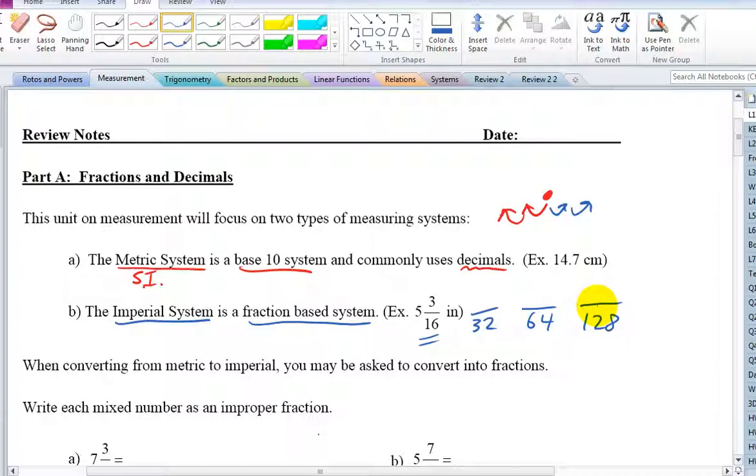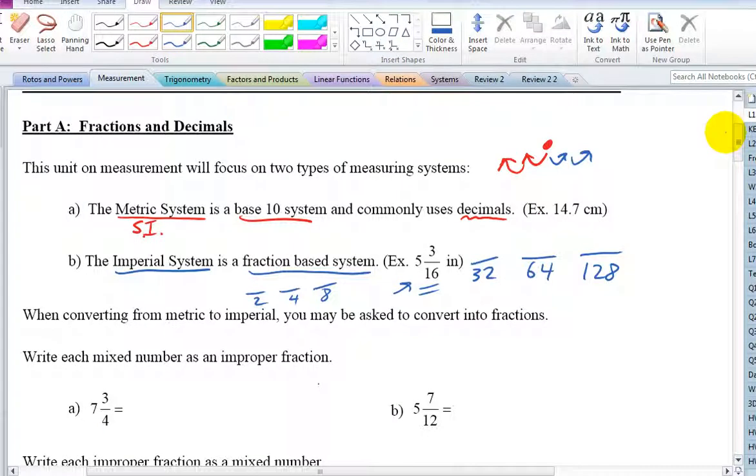But for a common ruler, it's out of 16ths, which can be reduced to out of 8ths and out of 4, right? And don't forget halves. So you can have half an inch, a quarter of an inch, 1/8 of an inch, 3/8 of an inch, 3/4 of an inch. How much is 4/4 of an inch? 4/4? 1 inch. Just checking. Okay? All right. We'll be talking more about that in the next couple of days and exploring it more.